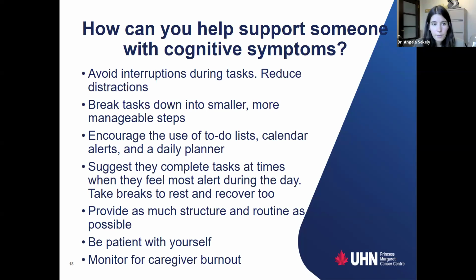Now, if you're a caregiver or a family member of someone, or a friend of someone that has cognitive symptoms, it's really important to remember that the person with the brain tumor is not doing these things on purpose, right? For example, if you're talking to them and there's a lot of other noises going on at once in the room, it might be much harder for their brain to process both things coming in at once.